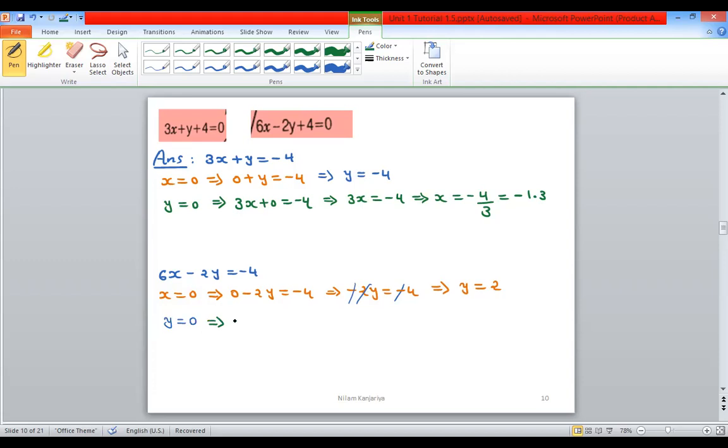So what happened? 6x minus 0 is equal to minus 4. 6x is equal to minus 4. X is equal to minus 4 by 6. When you divide 4 by 6, you get 0.6. Okay, student, this is your table value. So draw the table.